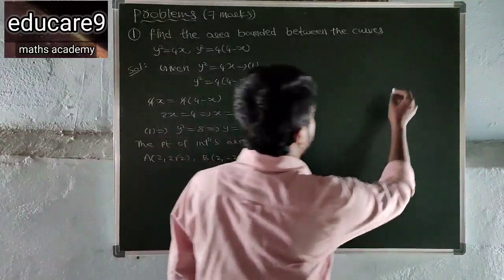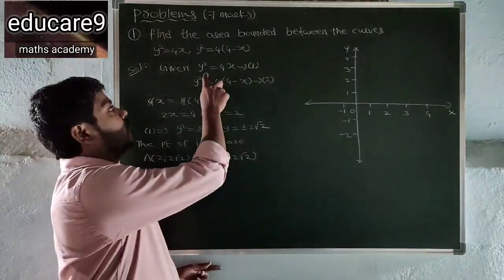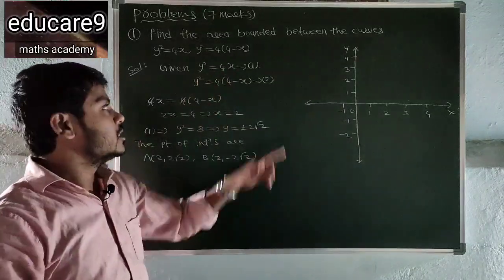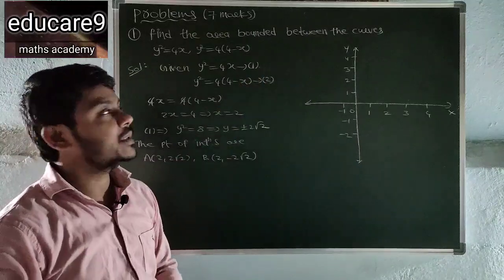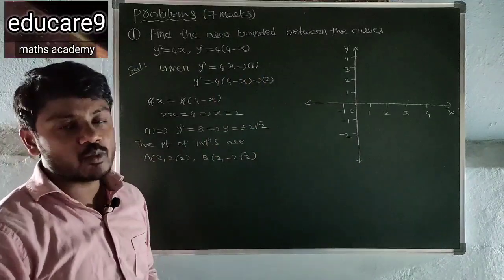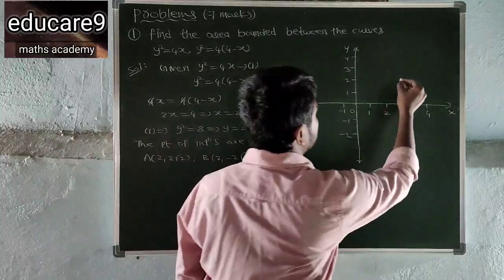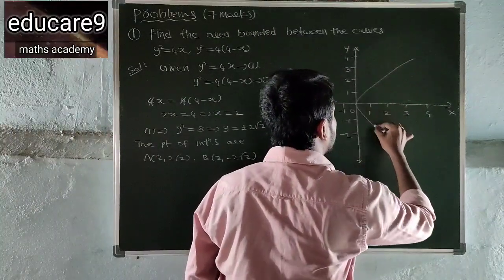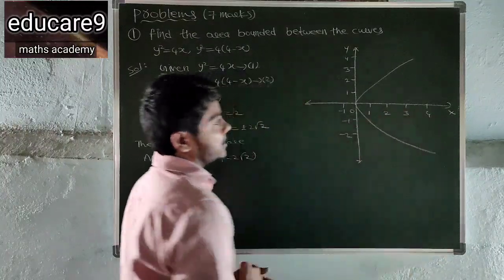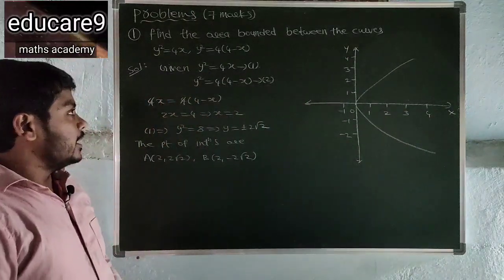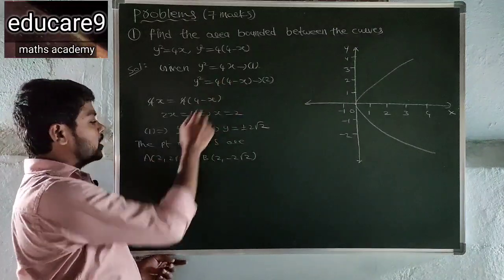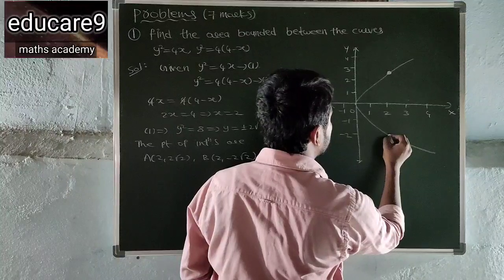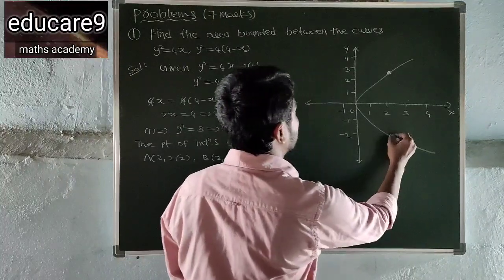So consider the coordinate axes. See here, first one, y square equal to 4x. It is in the form of y square equal to 4x, so this represents a parabola and this parabola opens toward the positive x-axis side. Like this. And the points of intersection of the two curves are (2, 2 root 2) and (2, minus 2 root 2).